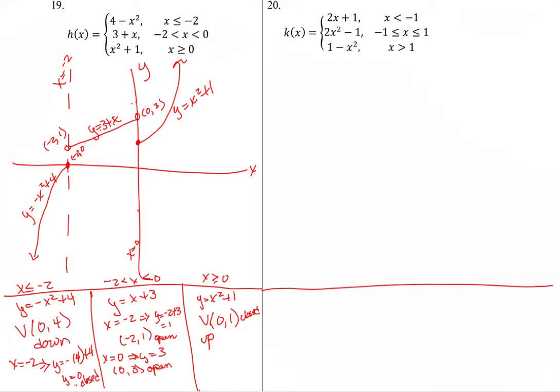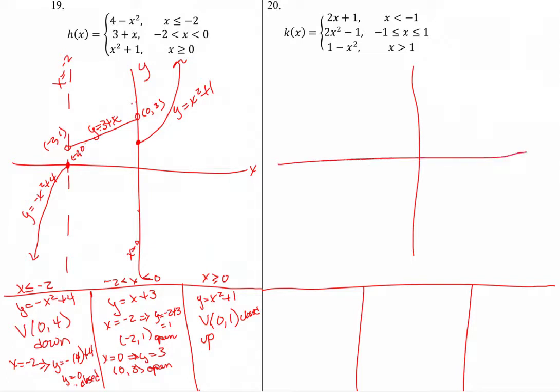Okay, now let's go back over here and let's do the next one. So I'm going to go ahead and draw my axis, x and y. I have x is less than negative 1. So I'm going to go ahead and put in my asymptote, x equals negative 1. I have another one at x equals 1. So I have negative 1 less than or equal to x less than or equal to 1, and I have x greater than 1.